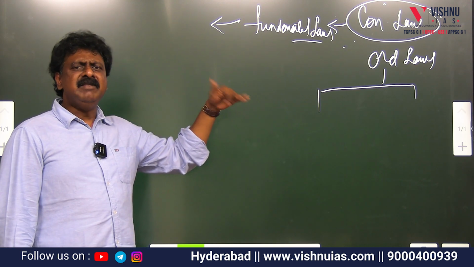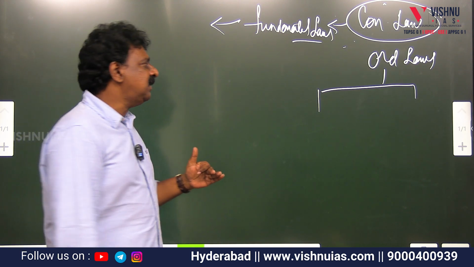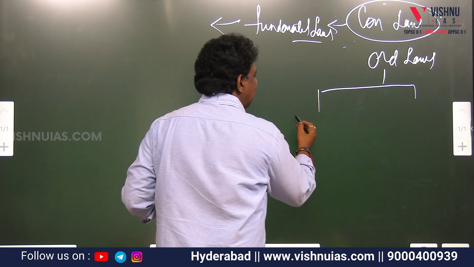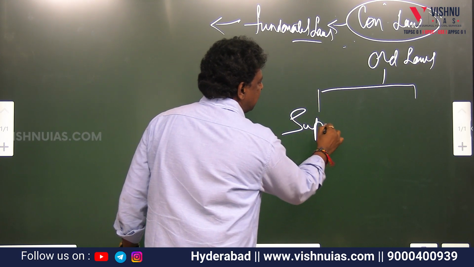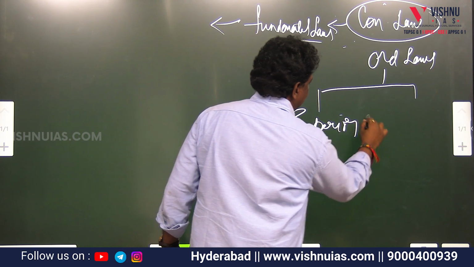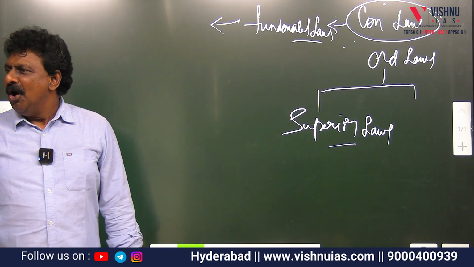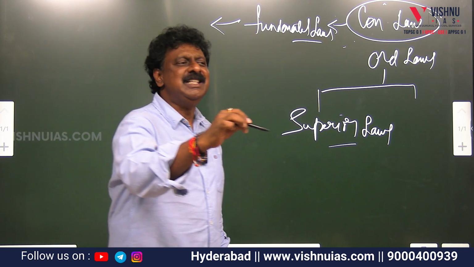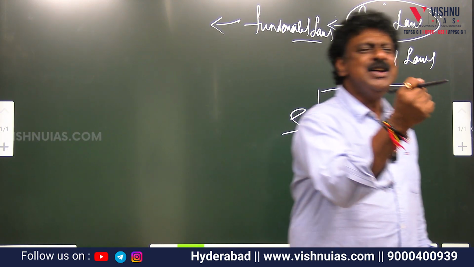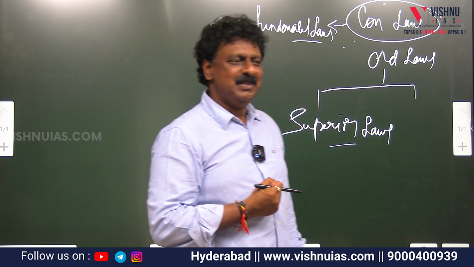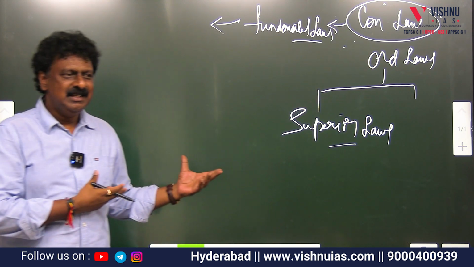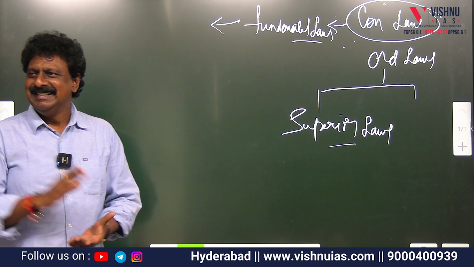The other laws are called as ordinary laws. Ordinary laws are again divided into two types. Some types of ordinary laws are called as superior laws. These are laws enacted by legislatures drawing their power from the constitution. Followed me? We have a parliament, I told you, right? Are you all with me?